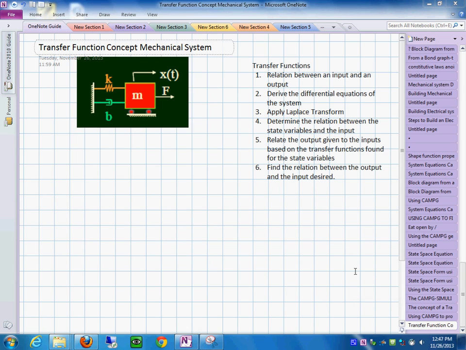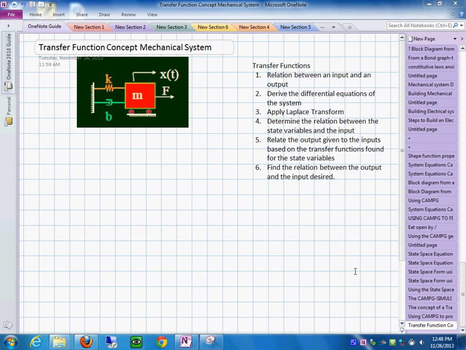We are going to see now the transfer function concept on a mechanical system. This is a system that we have used for other purposes here, but now I am going to use it to understand the basic concept of the transfer function. On the right hand side, I have outlined the steps that I'm going to follow. One, I am going to find the relationship between an input and an output. So we need to define what the inputs are and what the outputs are.